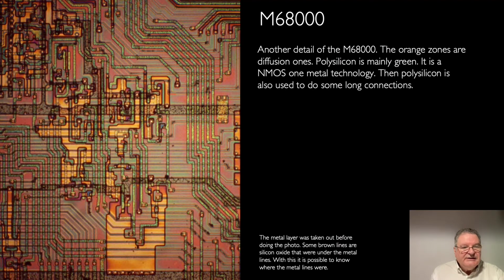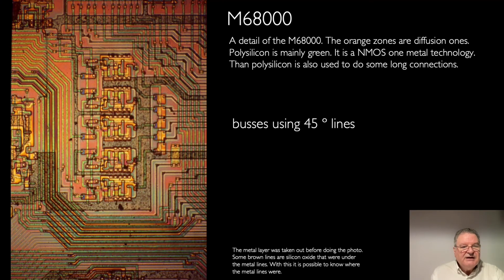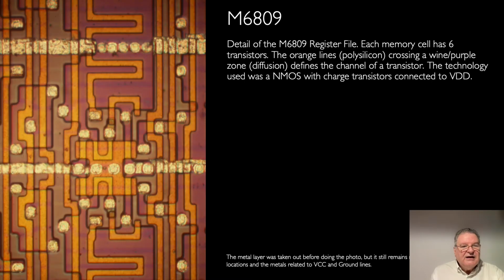Here is another view. You can also see at the top some buses using 45 degrees. Here is a photo of the 6809. There are still some metals in some contacts. And here is interesting because we can see the sizing of this memory bit. The size of each signal transistor is completely different, and there is also a small transistor being used as a resistance in one of the feedbacks.